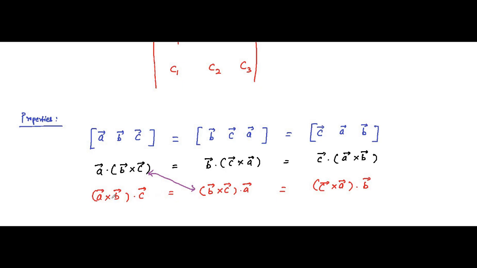Then here it is A vector cross B vector dot C vector, and here it is C vector dot A vector cross B vector. Again dot product is commutative, so both of them are the same. Then here we have B vector dot C vector cross A vector, and here we have C vector cross A vector dot B vector. Again these two are the same. So either way you write it, it does not matter. This is the first property.